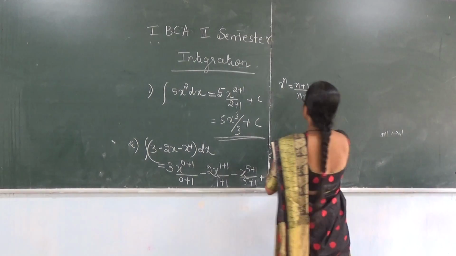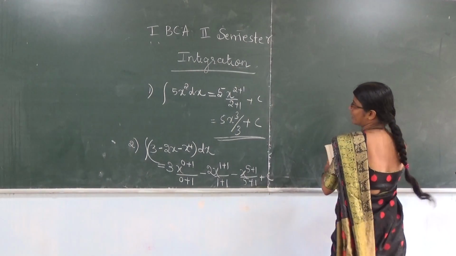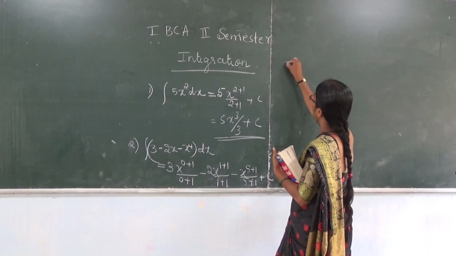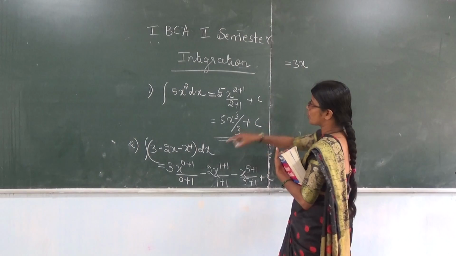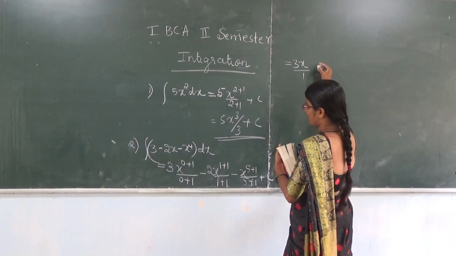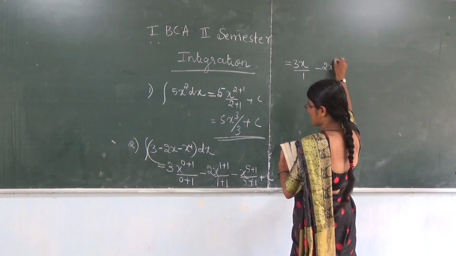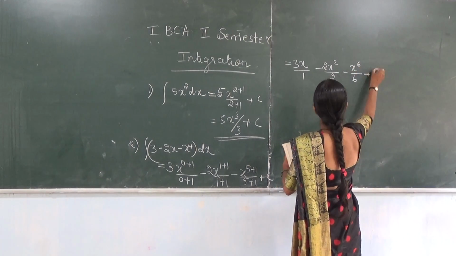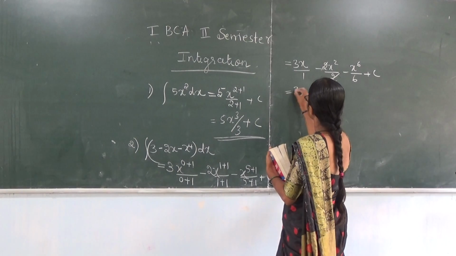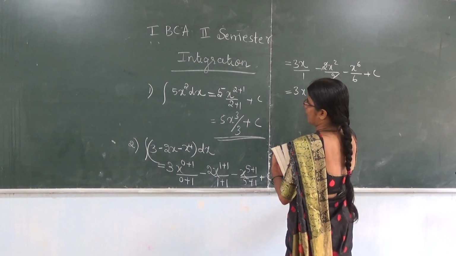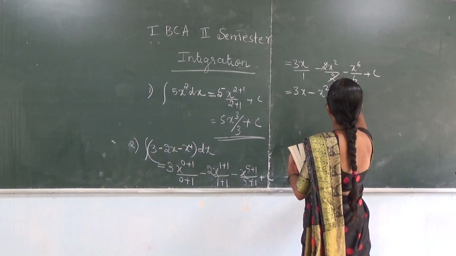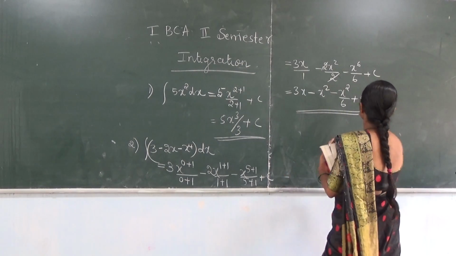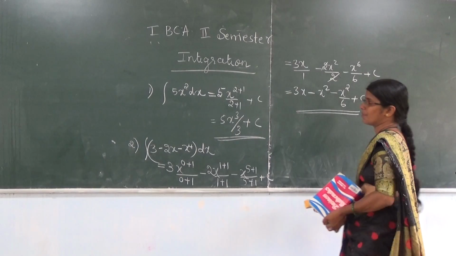So that integral constant, that arbitrary constant, is very important in integration. So that is equal to 3 into x to the power 0 plus 1, which is 1. So here 1, 2x square by 2, x to the power 6 by 6 plus c. So here you are getting 3x minus x square minus x to the power 6 by 6 plus c.